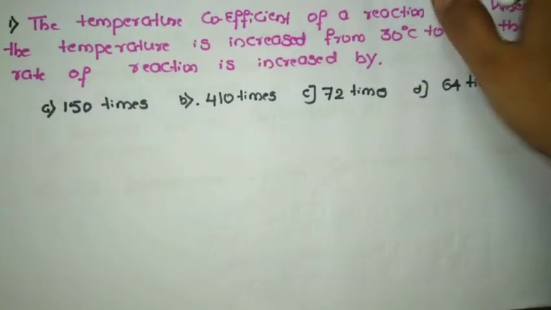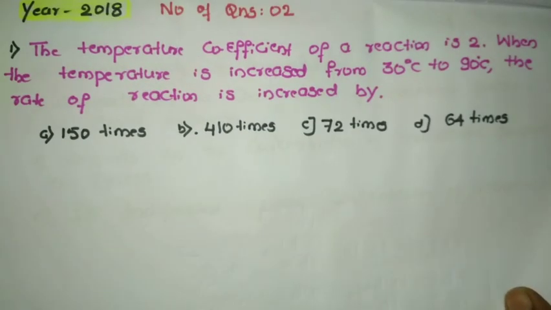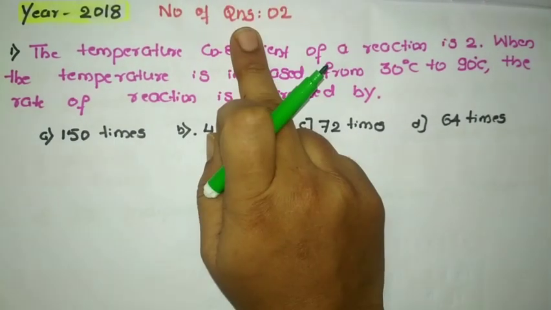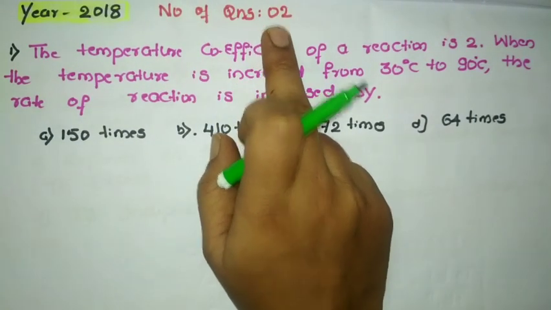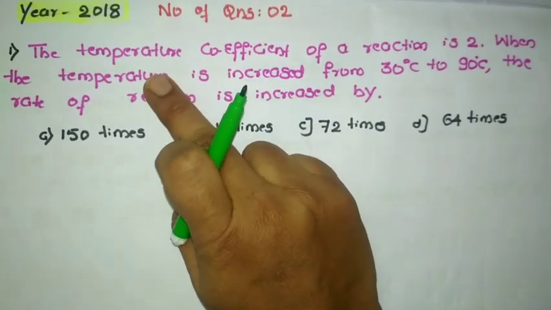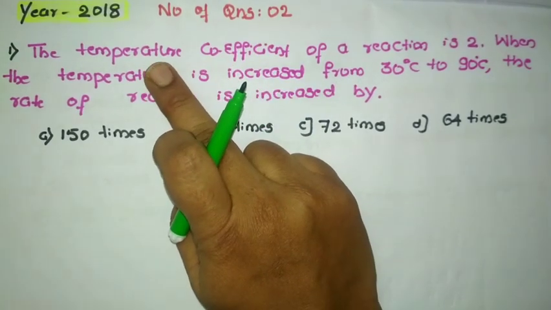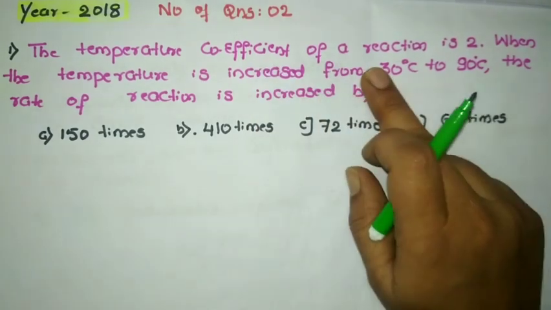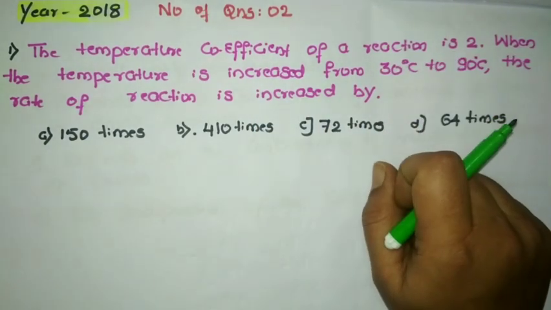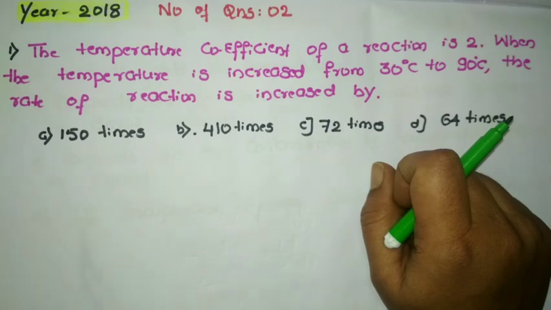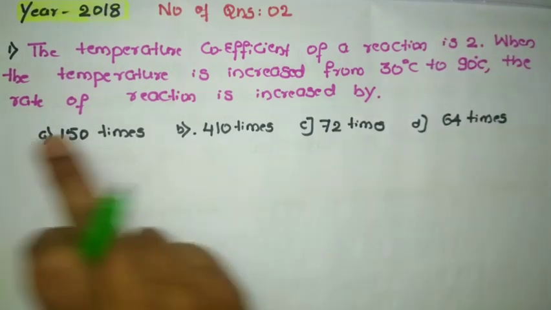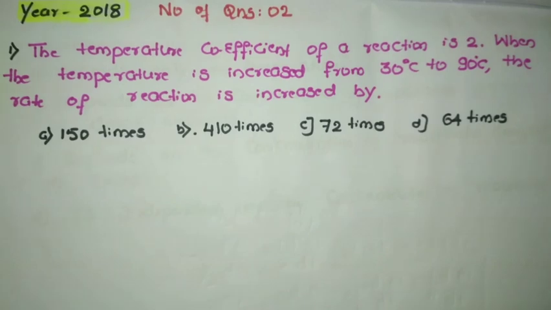Now comes 2018. The number of questions asked over here is 2. Quite a simple question. The temperature coefficient of a reaction is 2. When the temperature is increased from 30 degrees to 90 degrees, the rate of the reaction is increased by how much? For this you should know a simple trick to find out.